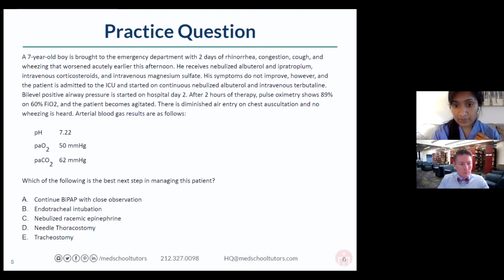Bilevel positive airway pressure, also known as BiPAP, started on hospital day 2. After 2 hours of therapy, pulse ox is 89 on 60% FiO2. So 60% FiO2 is quite high. So now we're looking at getting to the point of extremely high levels of FiO2, still pretty low oxygen levels, patient becoming agitated, diminished air entry on chest auscultation.